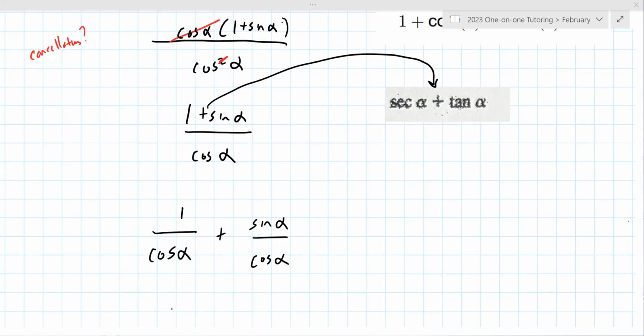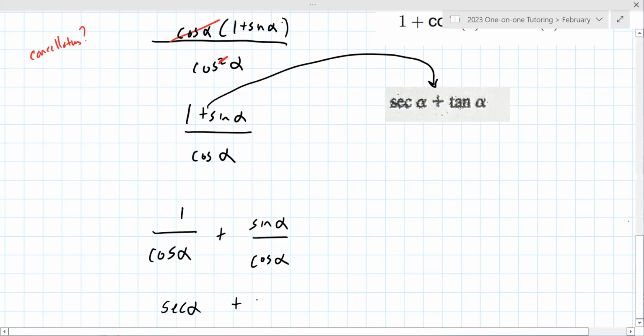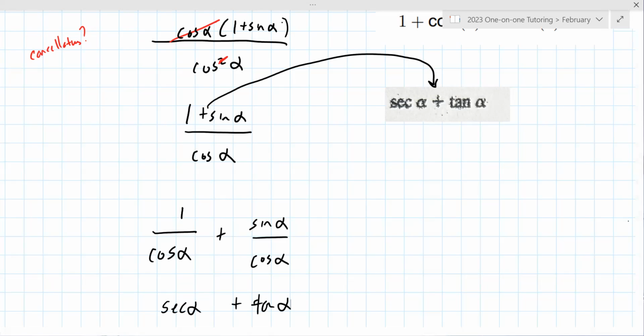1 over cosine is secant. Sine over cosine is tangent. So your way worked. It's very, very good. All right, we'll do the same thing for the next one on this list here. Which one stands out to you? You just do 52. 52, okay.